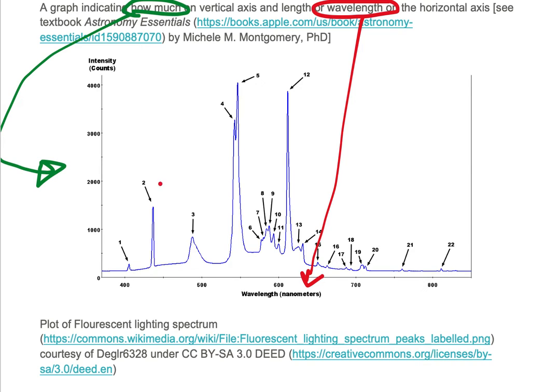For example, we see a very large spike with a high number of counts, or we would say very intense, and this element is mercury on the periodic table. At a wavelength of around 640 nanometers, mercury is very intense in this fluorescent light. At other wavelengths, it is not as intense.